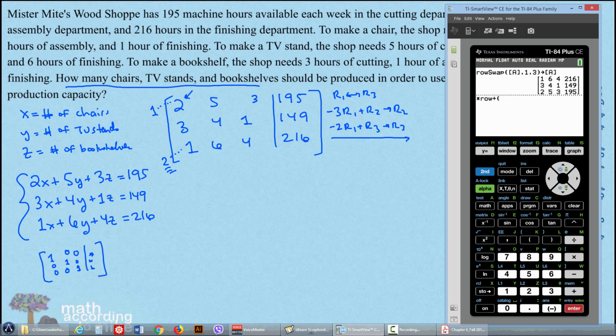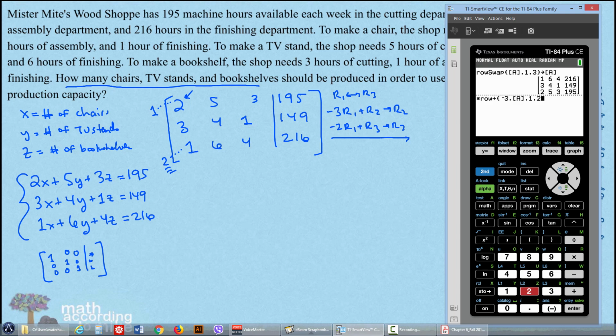We are multiplying negative 3. So that's the first thing you type in, the number you are multiplying by. Comma, the matrix name, second matrix, I called mine A. Comma, the row you are multiplying, we are multiplying row 1. Comma, and we're adding this to row 2.